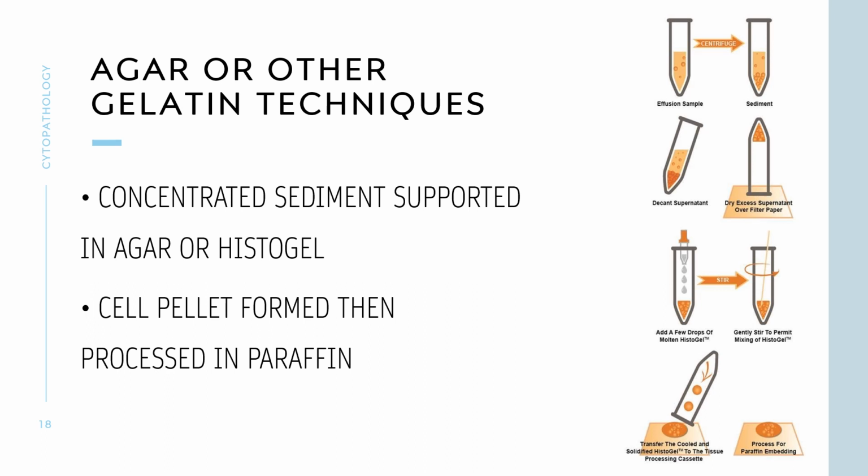the sediment. So add a few drops of molten histogel on the sediment and then you gently stir to permit mixing of the histogel with the sediment. And then you transfer the cooled and solidified histogel to the tissue processing cassette. So process for paraffin embedding.